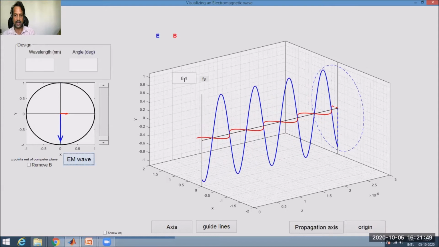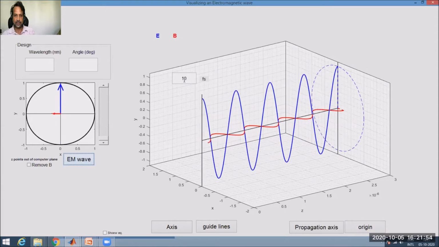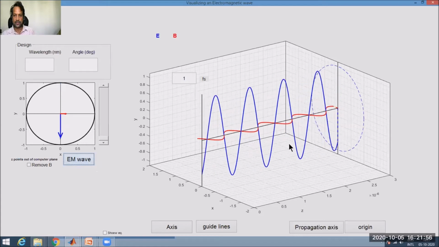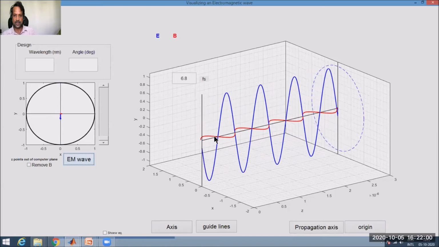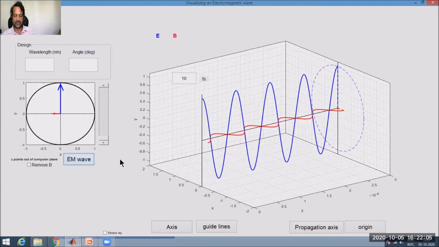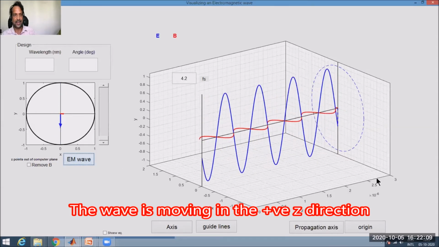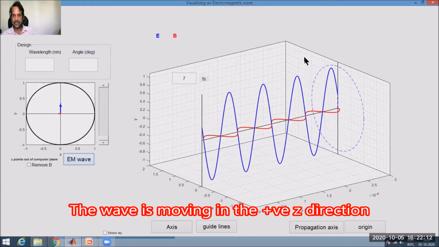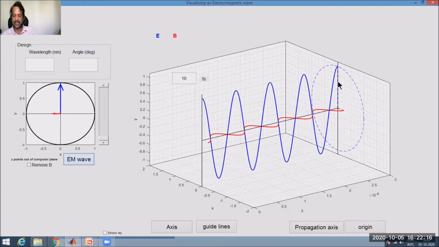Here it is, a running time, the time in omega t. Now as we can see, the blue one is the electric field. It is oscillating in the YZ plane, and the red one is the magnetic field. It is oscillating in the XZ plane. And the wave itself is moving in the Z direction. Now this plane over here is the XY plane, and we see the dashed lines. These dashed lines represent the electric and magnetic field vectors at this point.